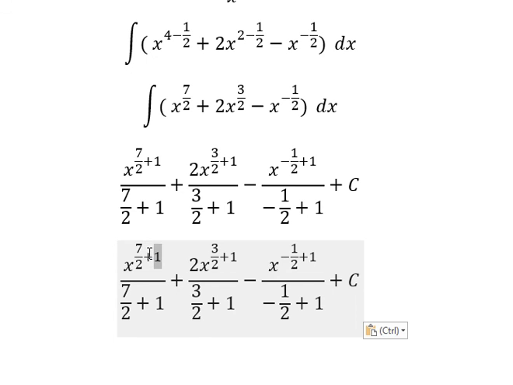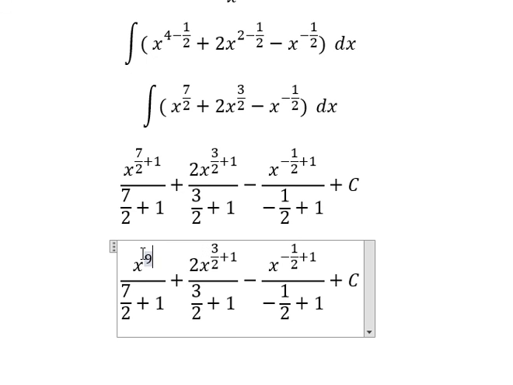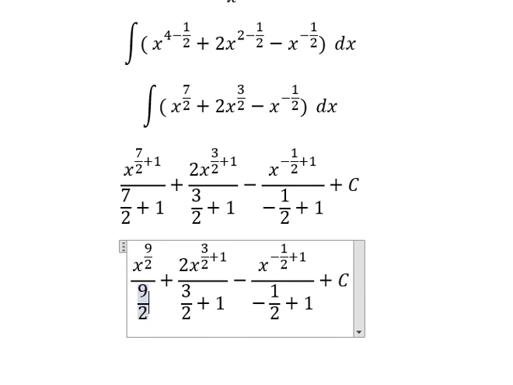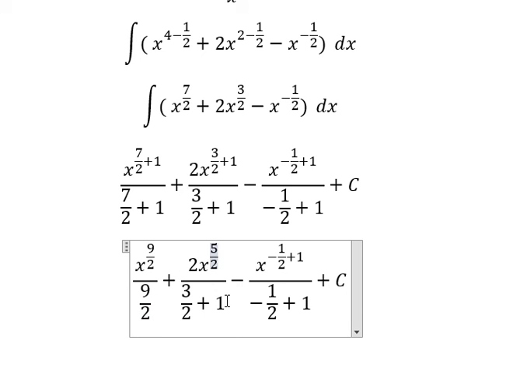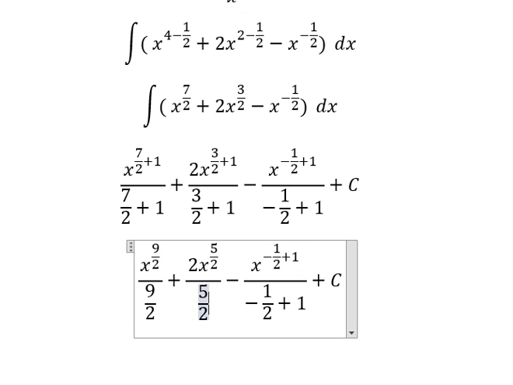So about this one, we have 9 over 2. This one we have 5 over 2. This one we have 1 over 2.